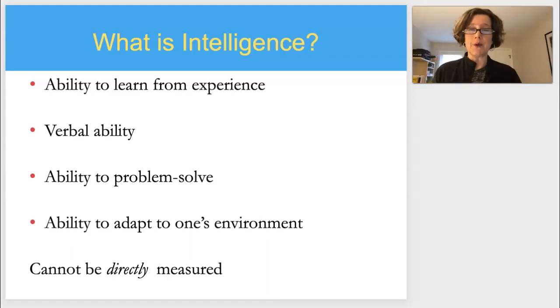Not everybody, but most. There is an ability to learn from experience, and we have verbal ability so that we can talk and communicate in a verbal manner. We have the ability to problem solve, and we have the ability to adapt to one's environment. And that's a huge human attribute, right? That we can actually adapt.